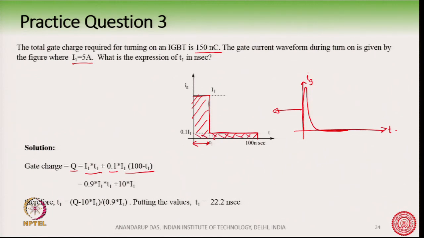Then you can get the total gate charge as this value, and so you can find out that T1 is equal to this much. So, if you put the values, Q equal to 150 nanocoulomb and I1 equal to 5 ampere, you will get that T1, this value here, is equal to 22.2 nanosecond.